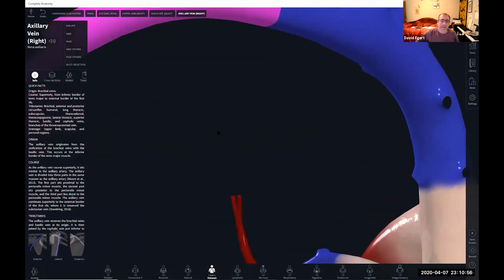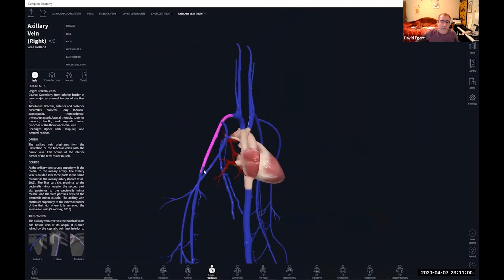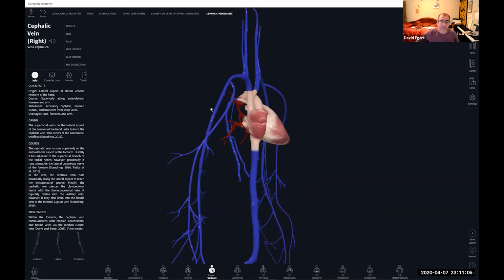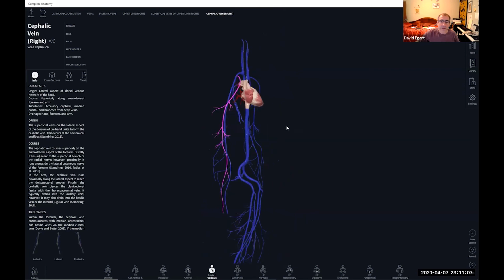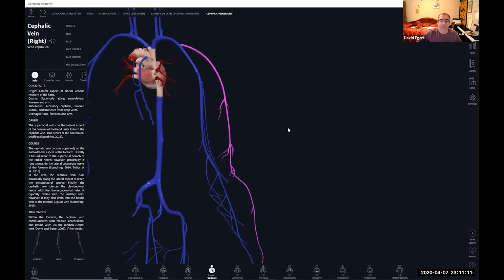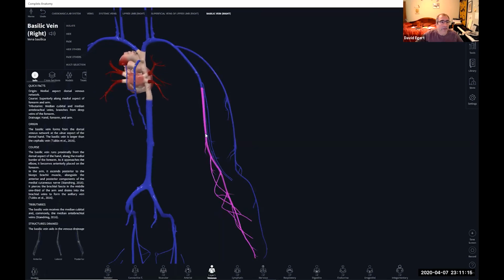But then we're going to have some that just stay more superficial. So here's the cephalic vein, which is staying more lateral and superficial on your arm. Here's going to be the basilic vein, which is also superficial, staying more medial.